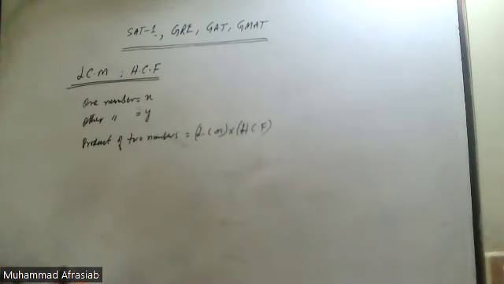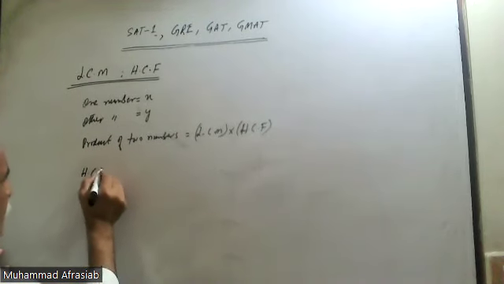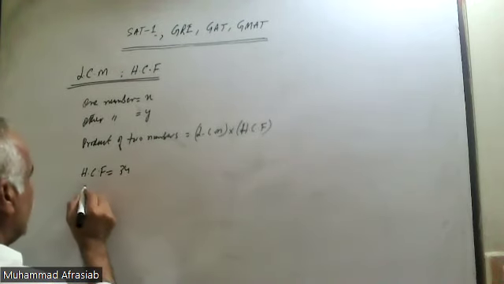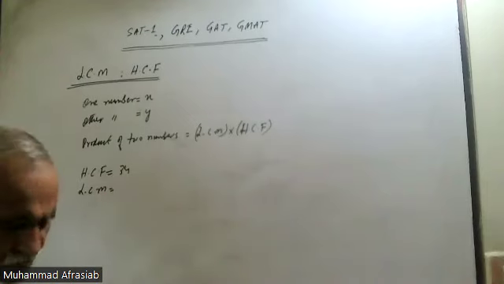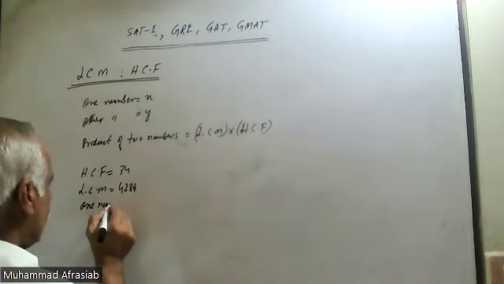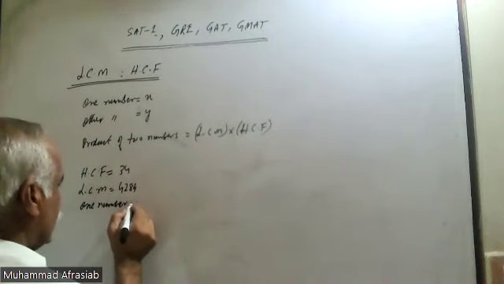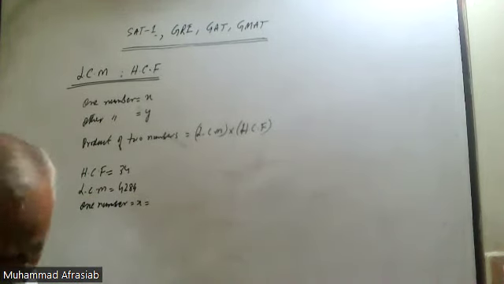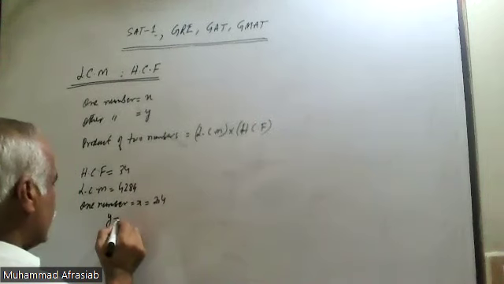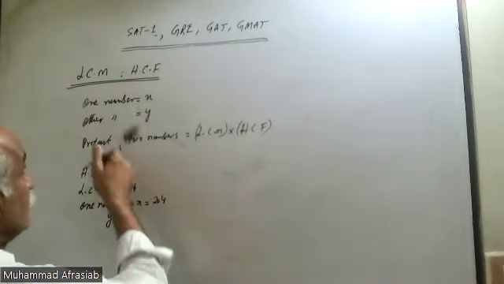Let's say the HCF of these is given to you, equal to 34. The LCM of these two numbers is equal to 4284. One number, let's say that is X, is equal to 204, and you are going to find out the other number. So we can use this formula.